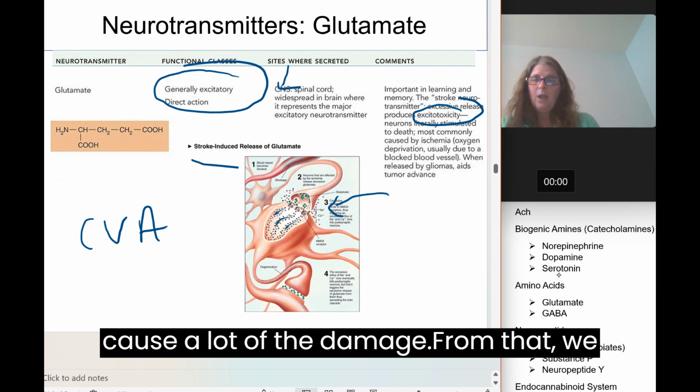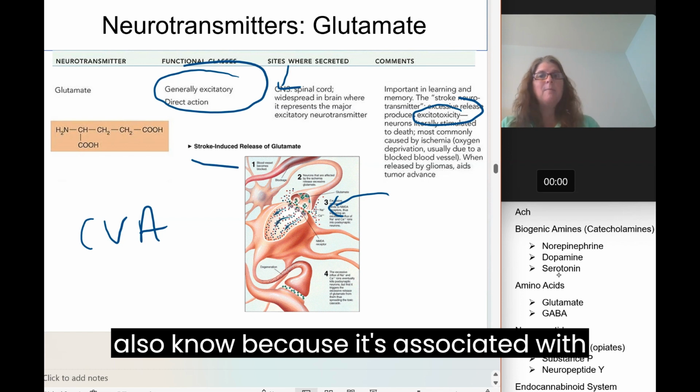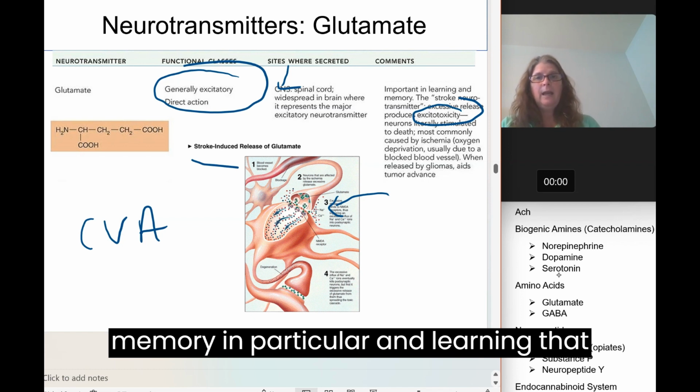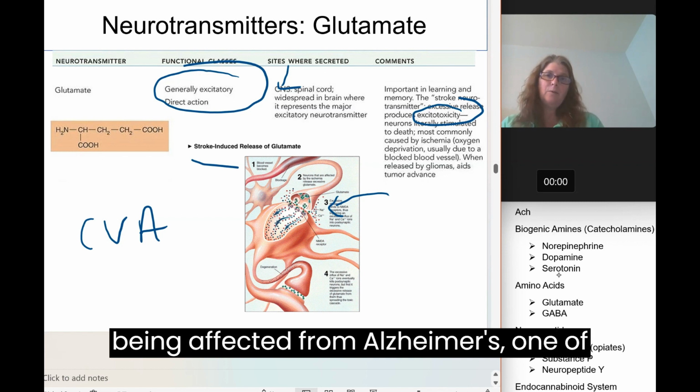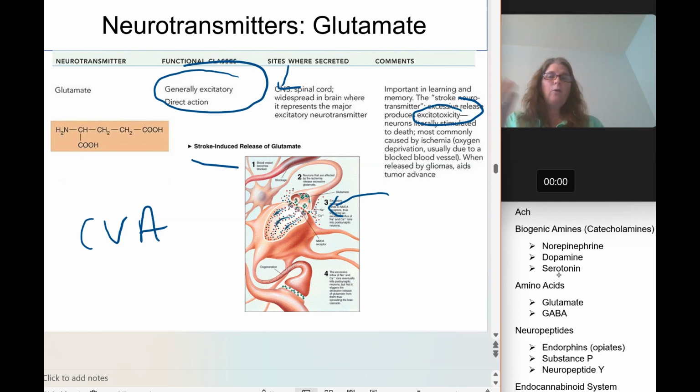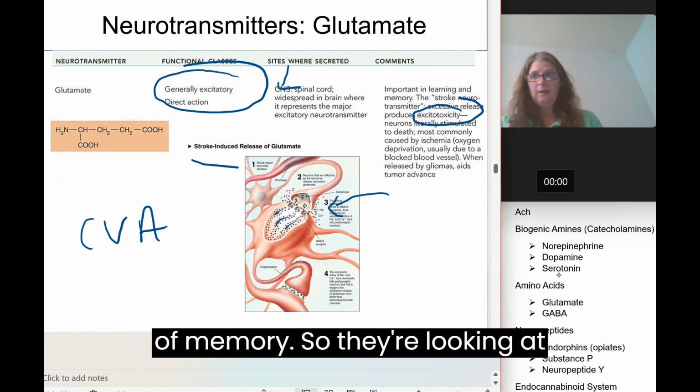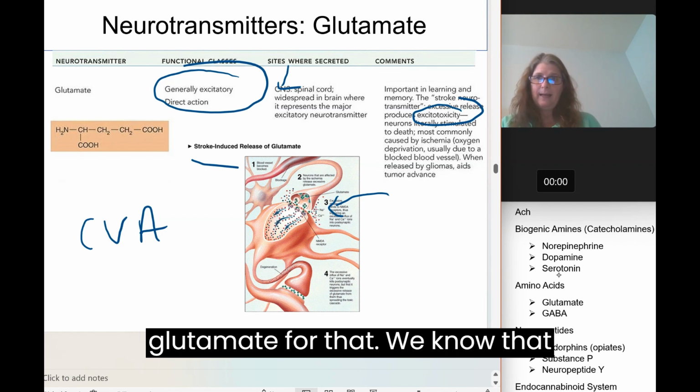We also know, because it's associated with memory in particular and learning, that glutamate is being looked at as possibly being affected in Alzheimer's, one of the first ones, because one of the earlier signs of Alzheimer's is a loss of memory. So they're looking at glutamate for that.